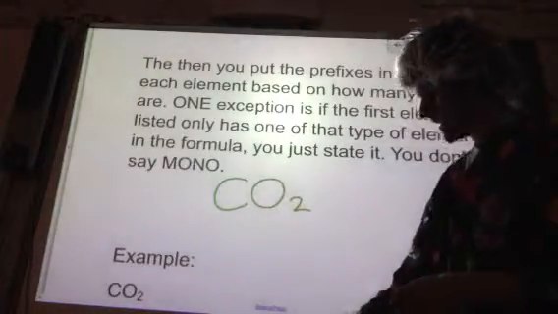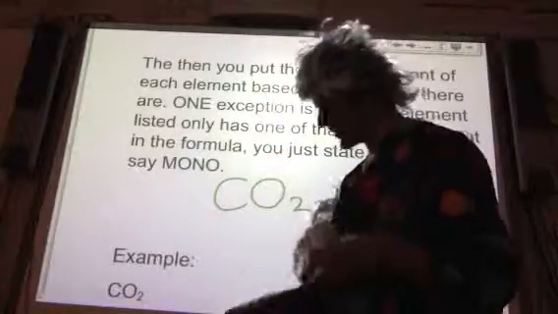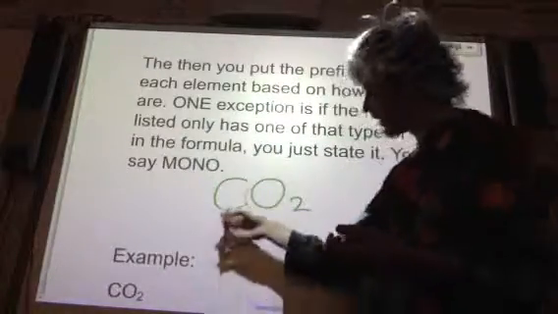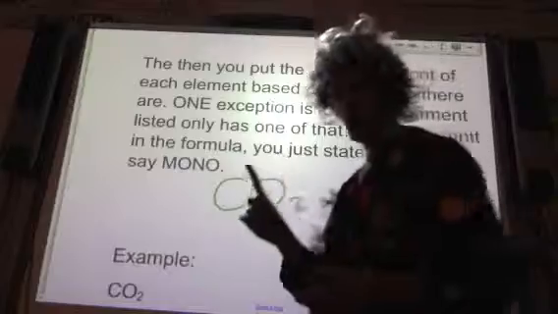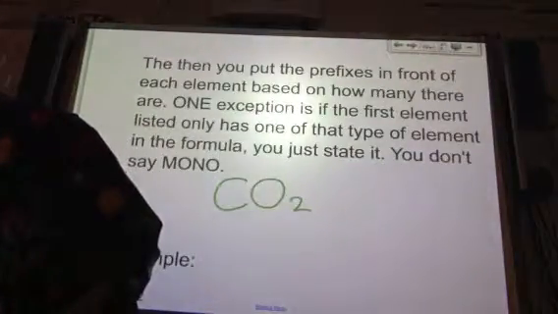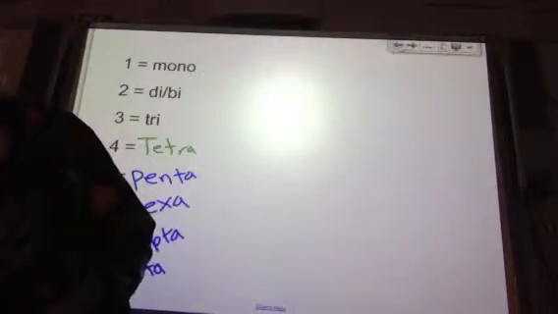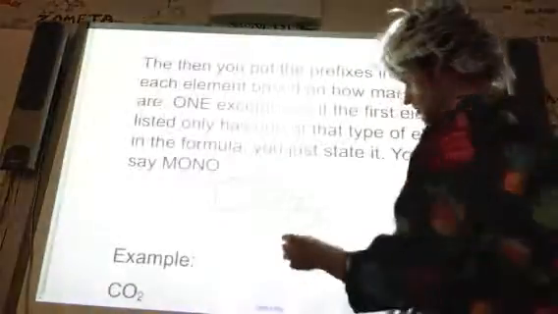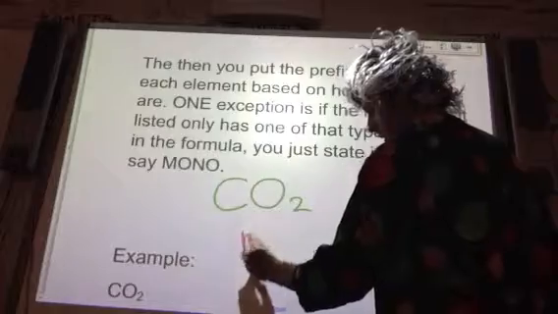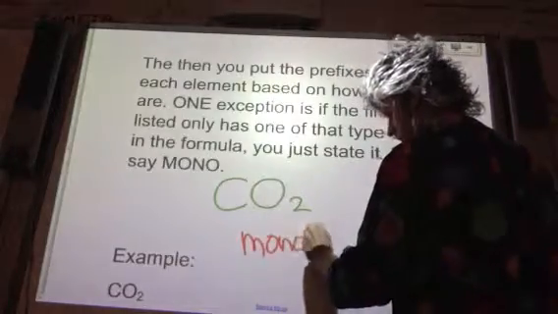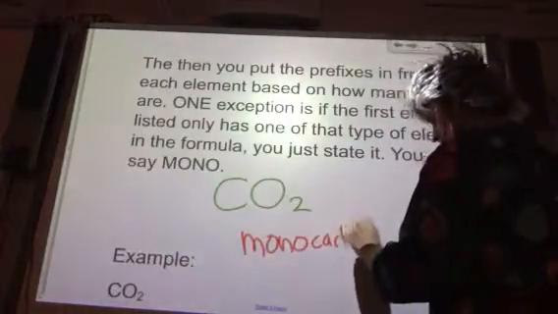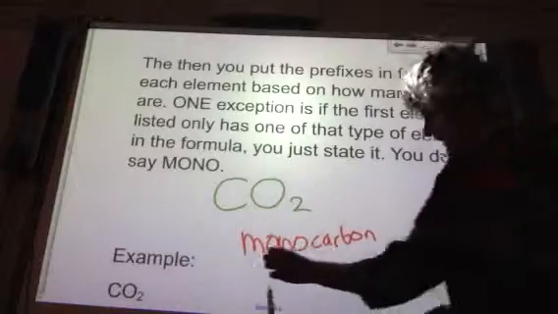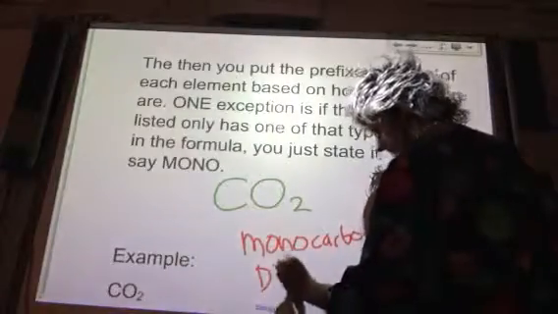Let's name it. Now, if you were to name it using the old-fashioned rules as I just told you, it would be, because it's one carbon. One was what? Mono. And there's two oxygens. Two was di. So, correctly named, this is monocarbon dioxide.